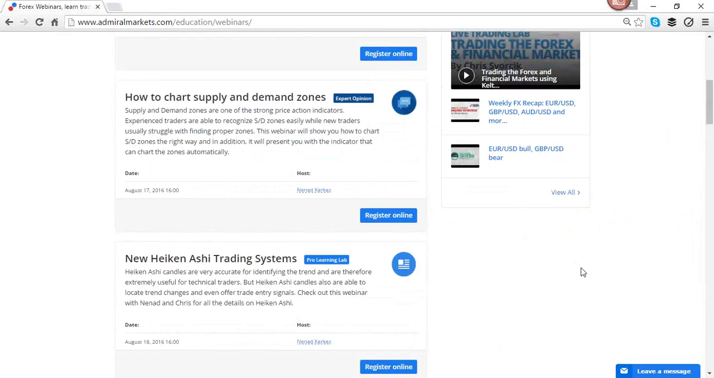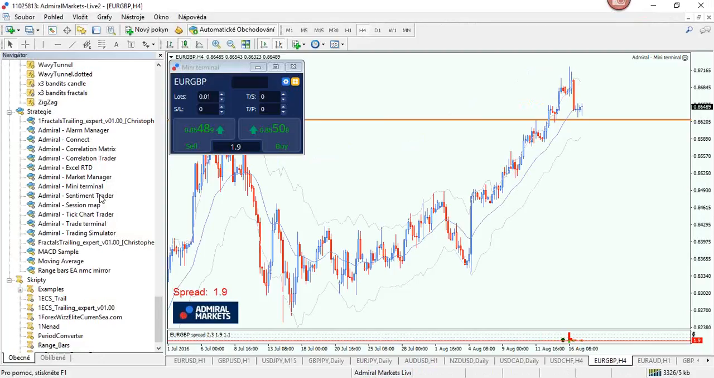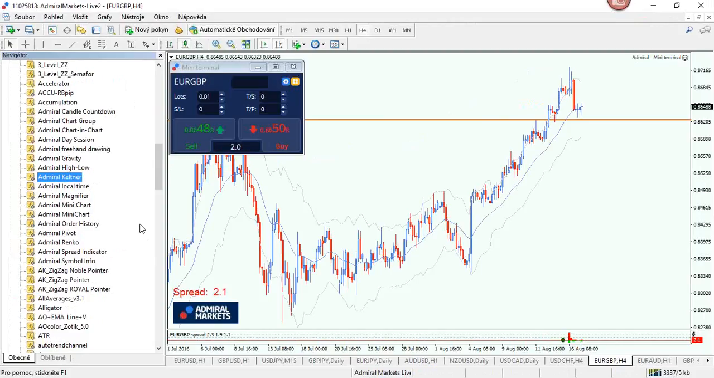Oh, the name of the indicator is Keltner. It's called actually Admiral Keltner, right here. Let's see, Admiral Keltner. There we go. Keltner. Okay, so you can find that when you download the Supreme Edition from Admiral Markets. It'll be in this list when you click on the yellow folder, and then you can drag it onto the chart.